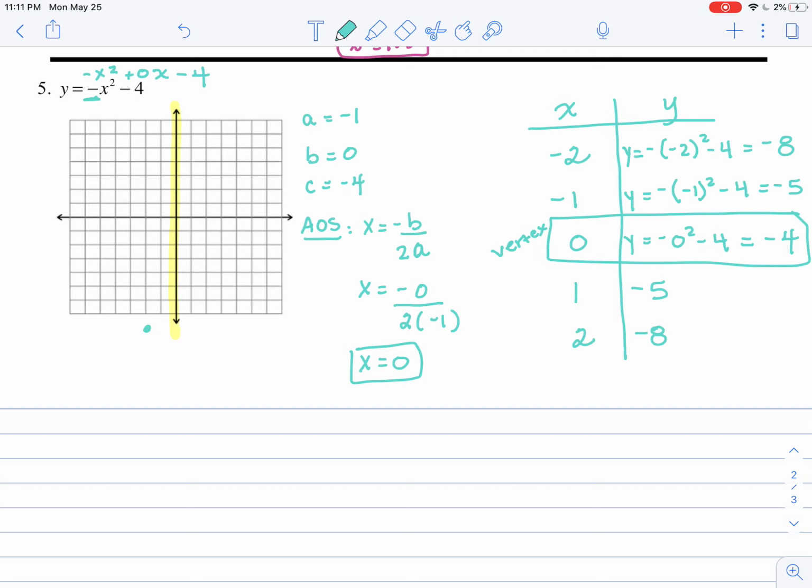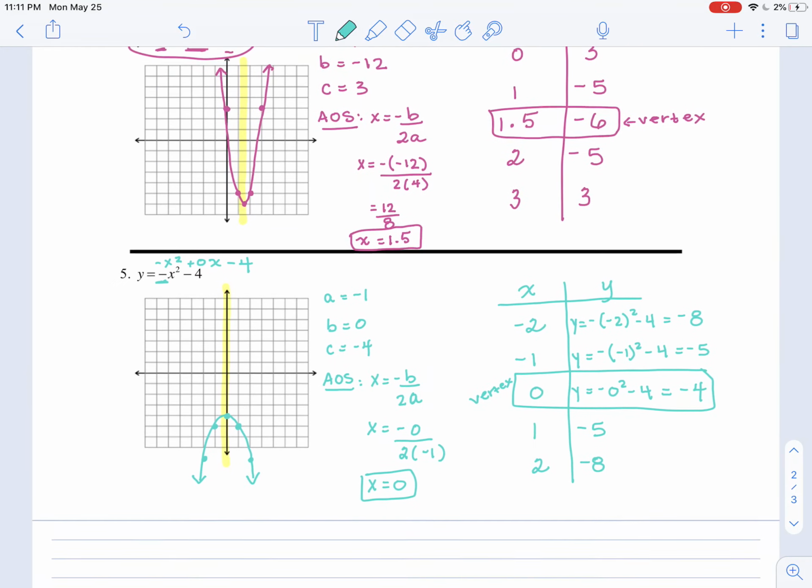Okay, let's plot these 5 points. The first point goes off the graph by 1 box, but that's okay. Just estimate where it would be. The second point, negative 1, negative 5. Then 0, negative 4. 1, negative 5. And our last point goes off the graph again, but that's okay. Okay, notice that this parabola opens down. So this is an upside down U shape. Again, connect the dots. Make sure you put arrows at the ends.